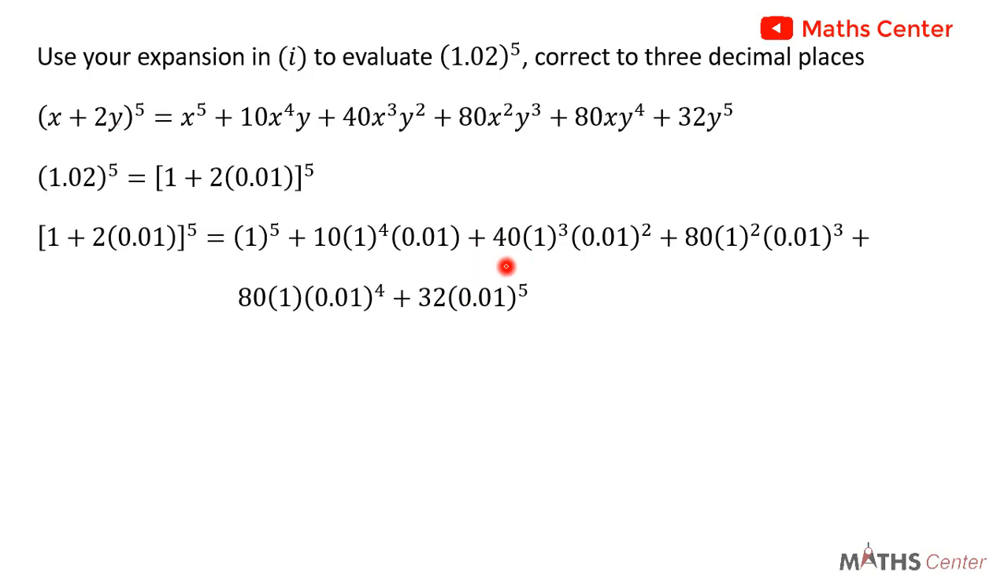When you simplify this and correct the answer to 3 decimal places, you are going to have 1.104. So this means that if we use the expansion of (x + 2y)^5 to evaluate (1.02)^5 and correct our answer to 3 decimal places, we are going to have 1.104. We have used the binomial theorem to expand some binomial expressions.